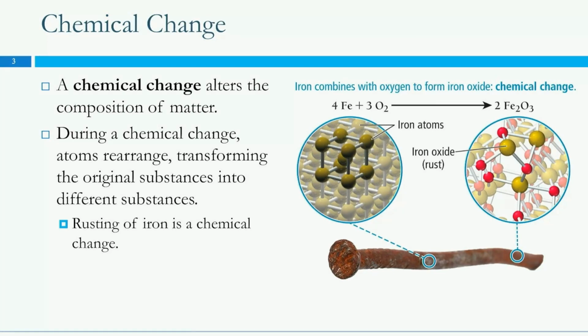Sometimes this can be hard to decipher just by looking at things. Usually something like a chemical change is going to have some color change to it, although there are color changes that are physical. We'll see examples of that.